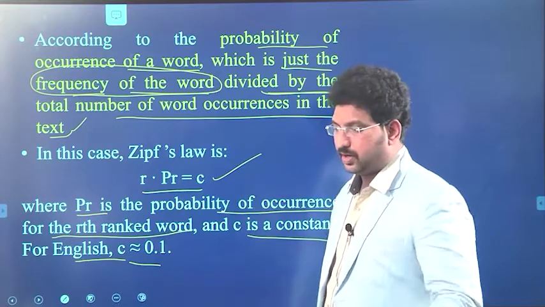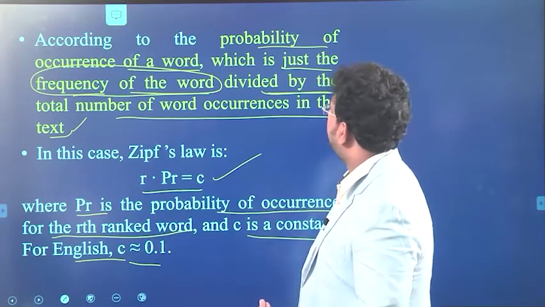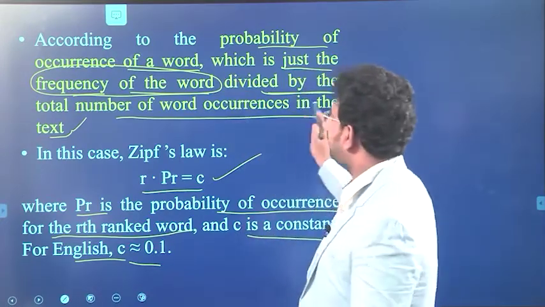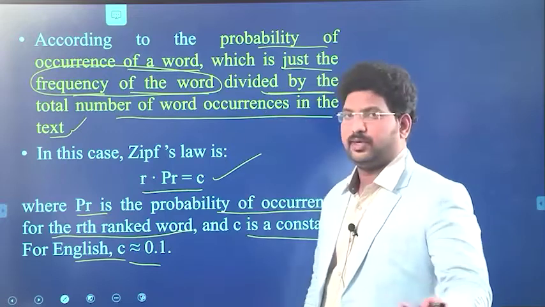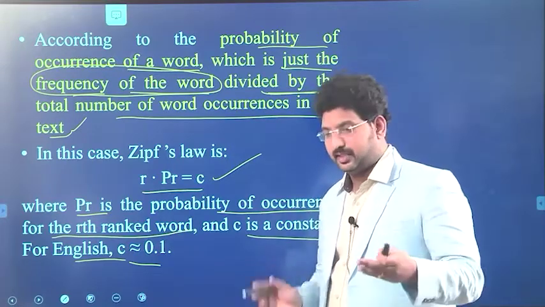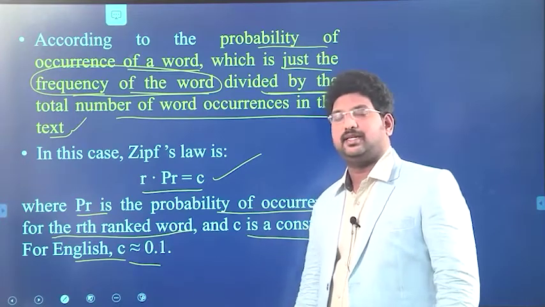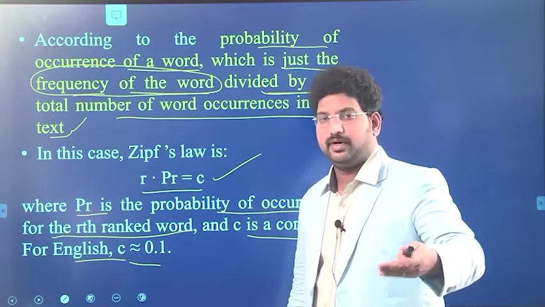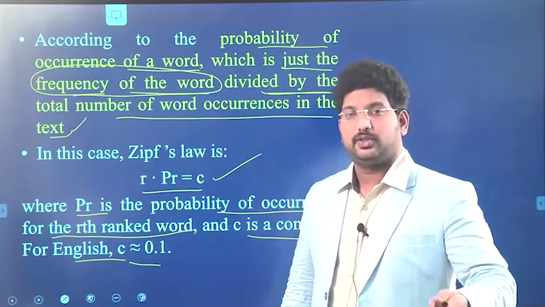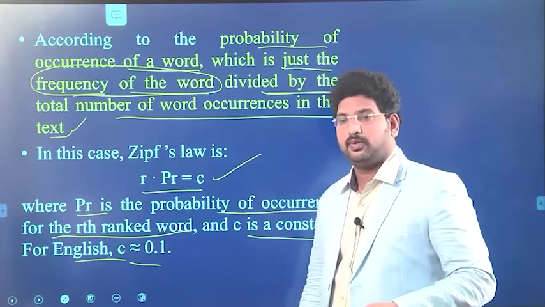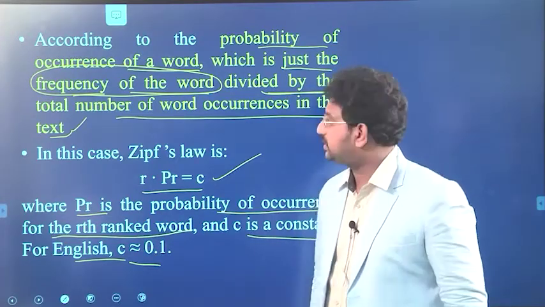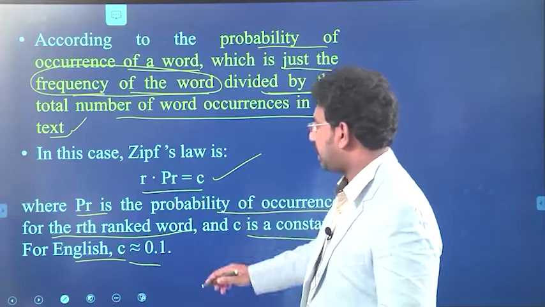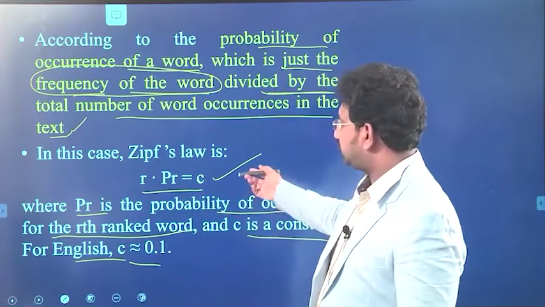Now, if we are trying to understand according to probability, the probability of occurrence of a word is just the frequency of the word divided by the total number of word occurrences in the document. When you take the statistics of one document collection, it may have a unique number of words, the number of times each word is repeated, and the total vocabulary size. You use all of those to calculate the probability of occurrence. Accordingly, here you write Zipf's law as R times PR equals a constant.